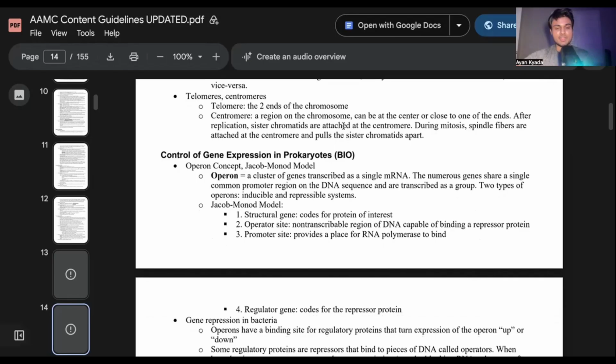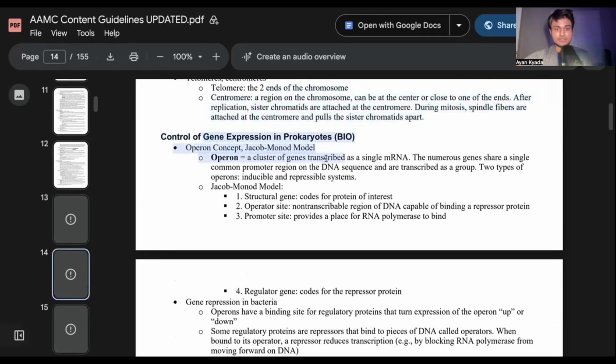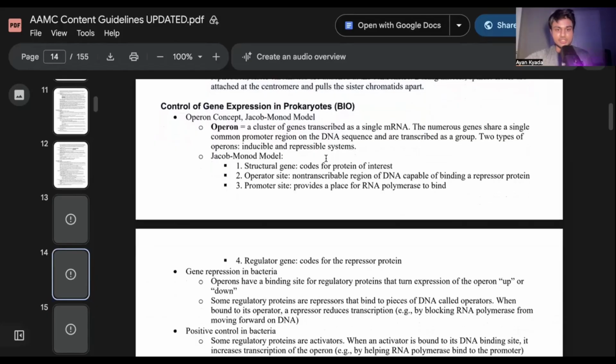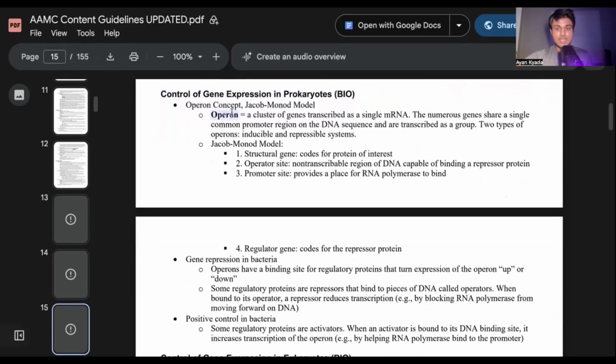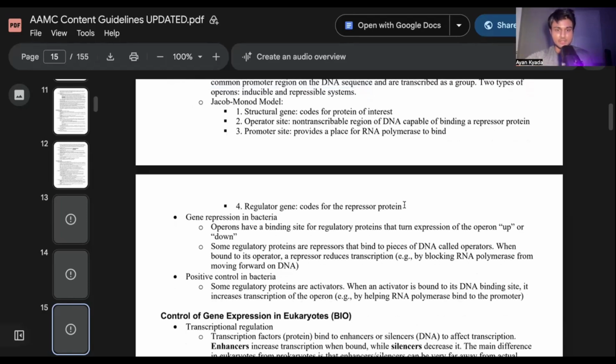And now we're going to move into some of the high-yield gene expression for prokaryotes. The way that this is commonly achieved is through operons. An operon is just a cluster of genes transcribed as a single mRNA. So the genes share a promoter region on the DNA sequence and are transcribed as a whole as a group. The Jacob-Monod model describes the structure of an operon into 4 key components.